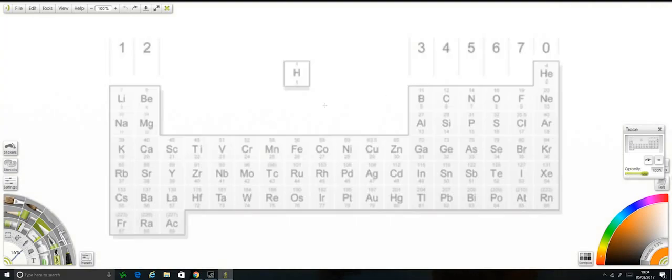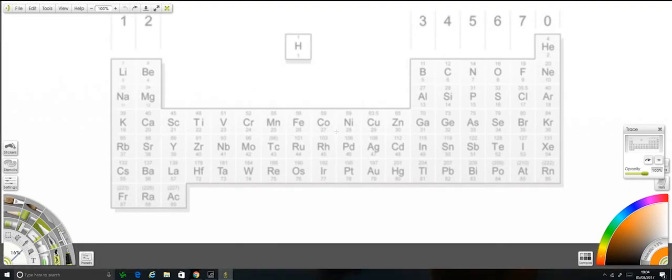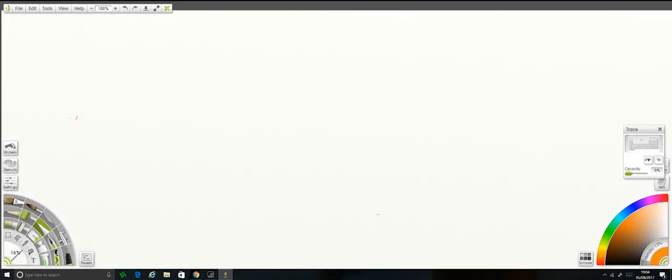Okay, so let's go back on and let's go for lithium. Lithium is over here. So I'm looking at this one here, and it's 7 at the top and 3 at the bottom. So let's go with lithium, which is 7 at the top, 3 at the bottom.